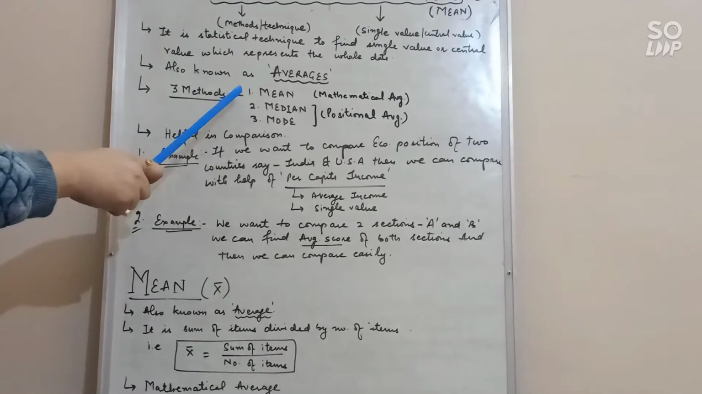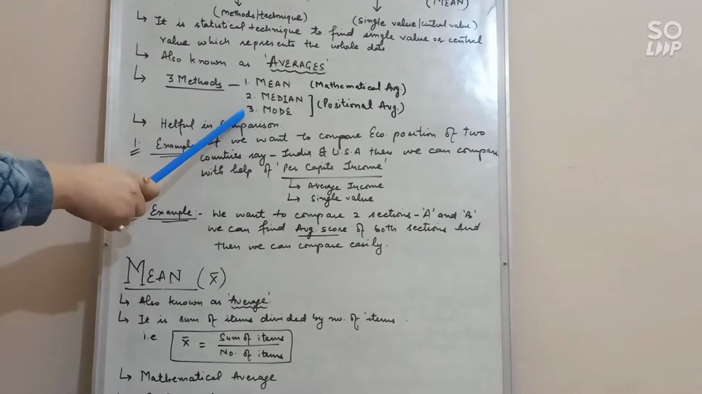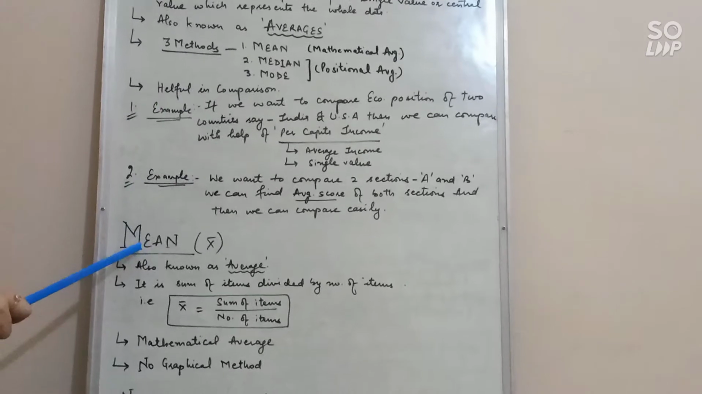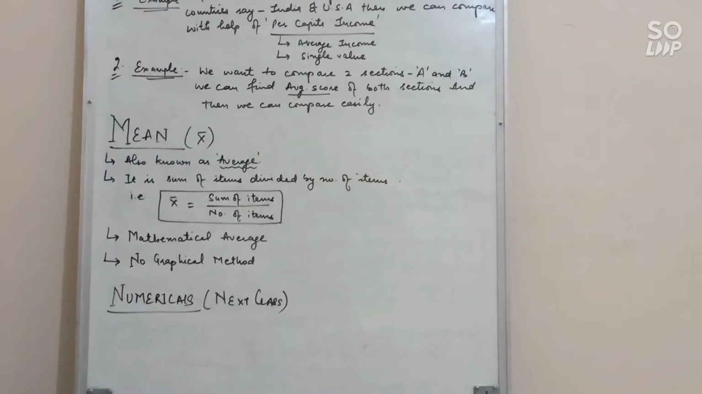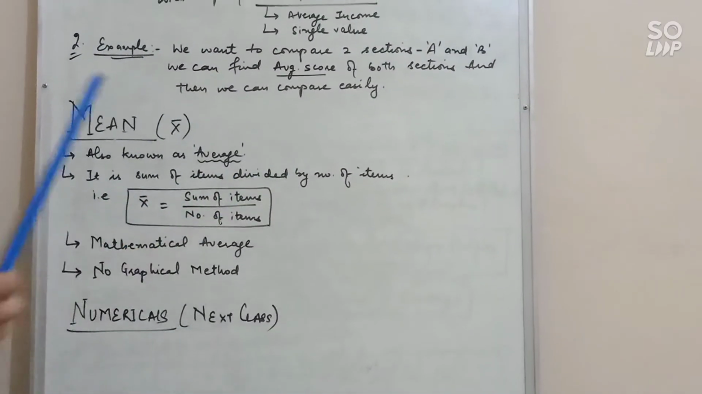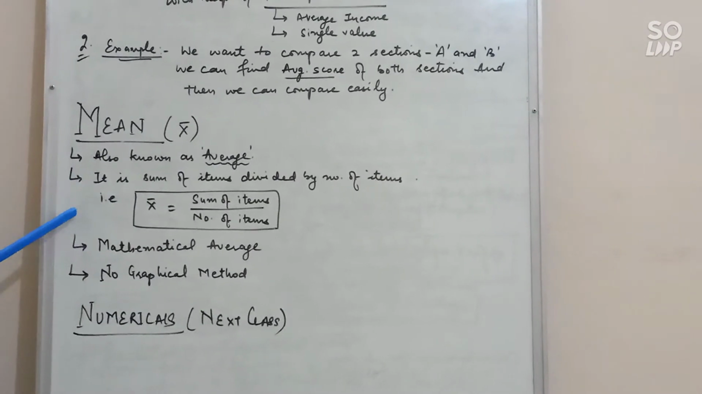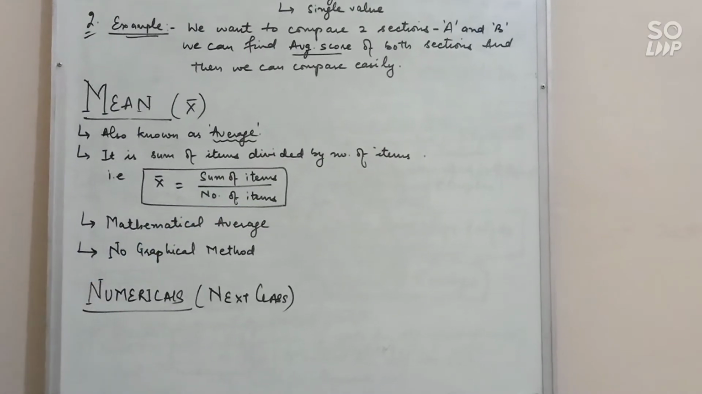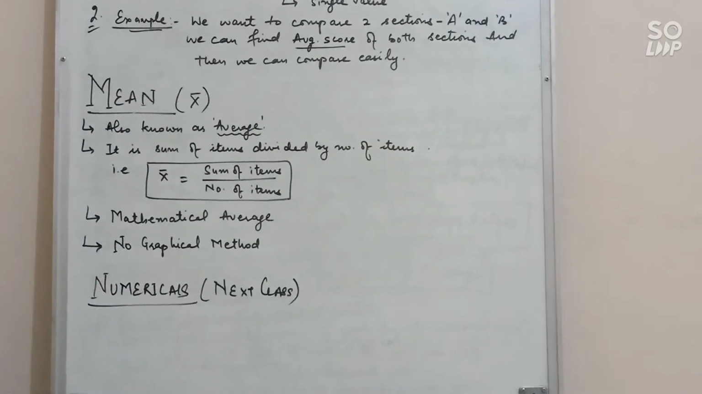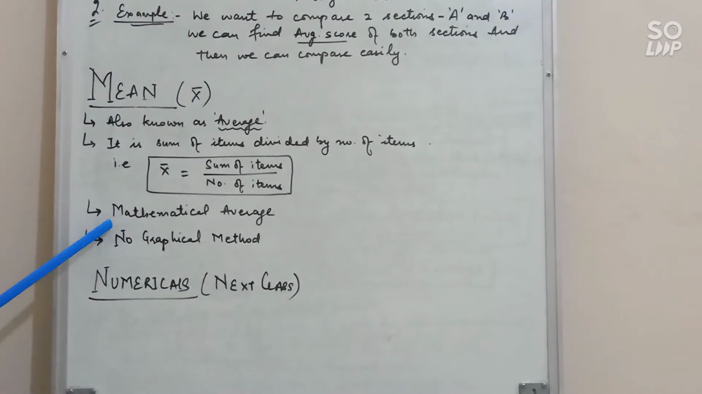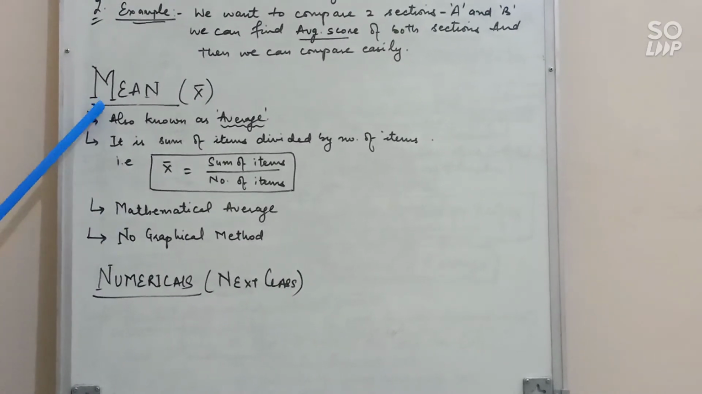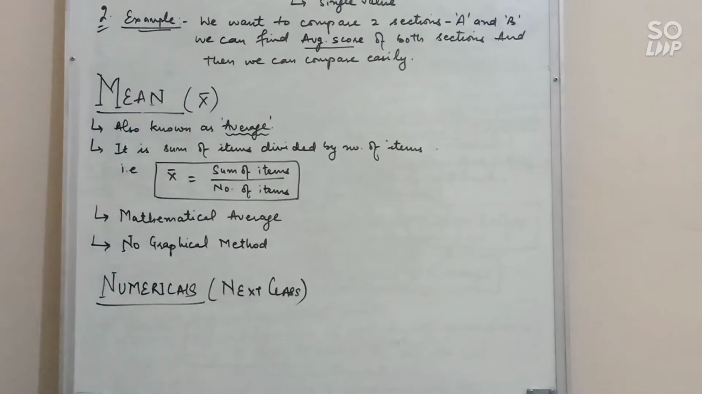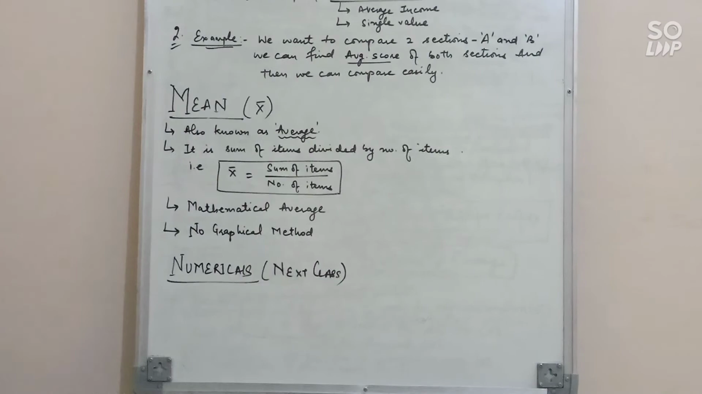As I had discussed, there are 3 methods to calculate central value, that is mean, median and mode. So let's start with the first topic, that is mean. Mean is also known as average. It is sum of items divided by number of items. This is the meaning also, and this is the formula, that is mean is equal to sum of items divided by number of items. This is a mathematical average. You may get a 1 mark question, name the mathematical average. The answer is mean. There is no graphical method, and the sign of mean is this. Okay, so we will start numericals in the next class.